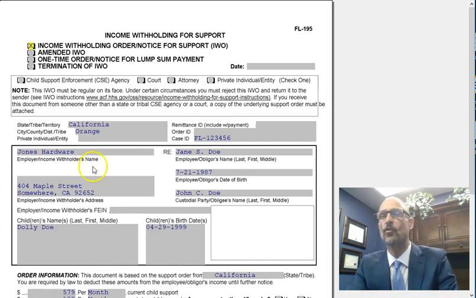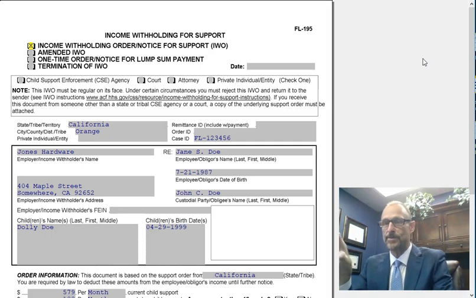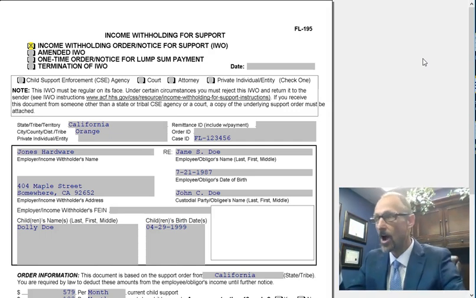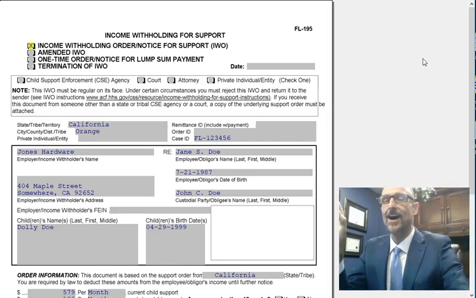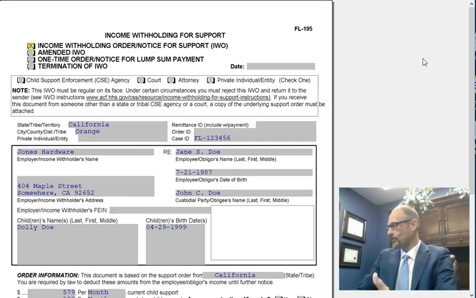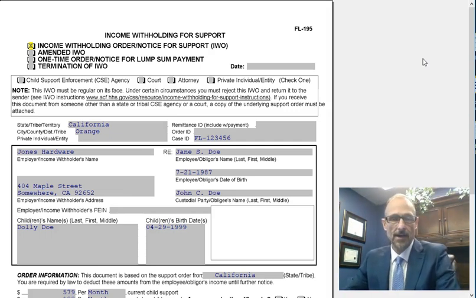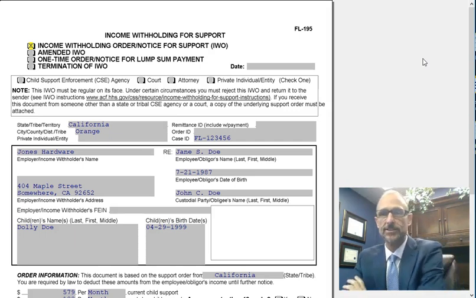Okay, again, this is form number FL-195. Some of you can see the form as I'm working on it. Others of you cannot. But I want you to download the form, pause the video, download the form, and then have the form in front of you so you can fill it out as we go along. So I'm now going to presume that you've done that, and I'm going to go on with the form. Okay, FL-195, income withholding for support. First, we're going to start at the top.